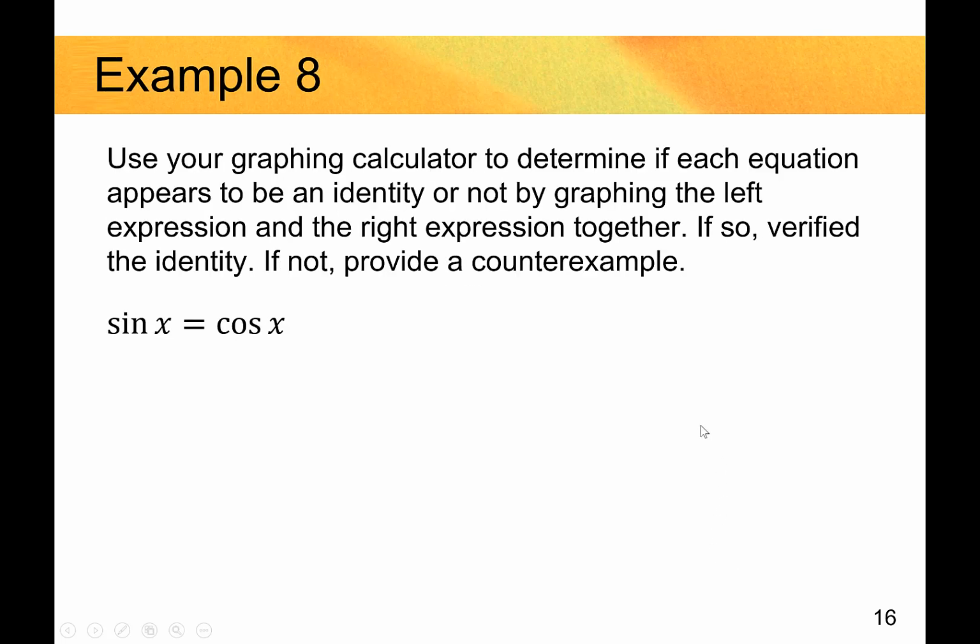I just did the same one that we did in example 7 here. So use your graphing calculator, determine if it's an identity or not by graphing the right side and the left side. If it is, then you have to verify it, which we know it's not an identity already. But if it is not, then you have to give a counterexample, which we already did in example 7. So it's really just a matter of using the calculator right here.